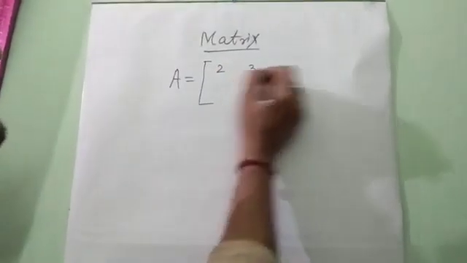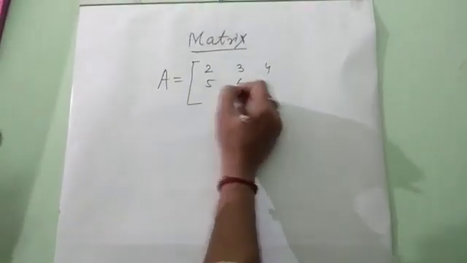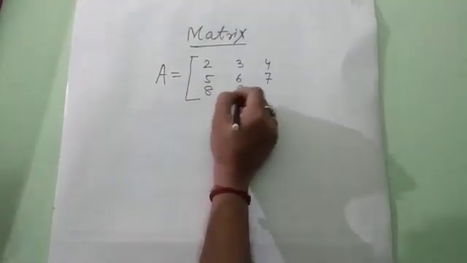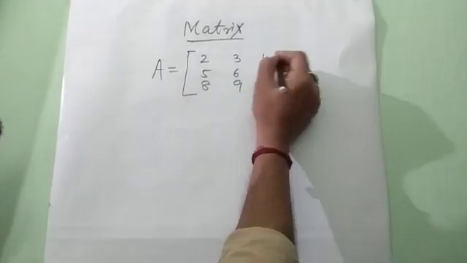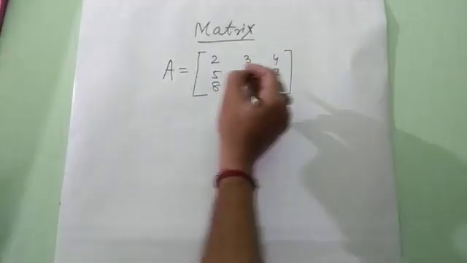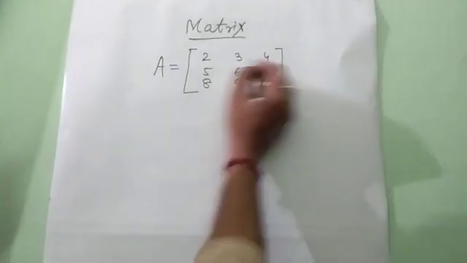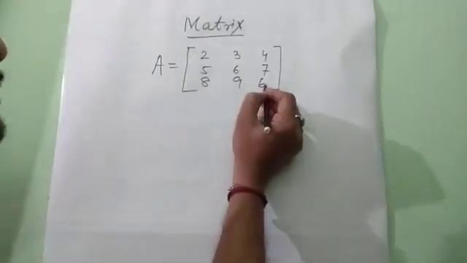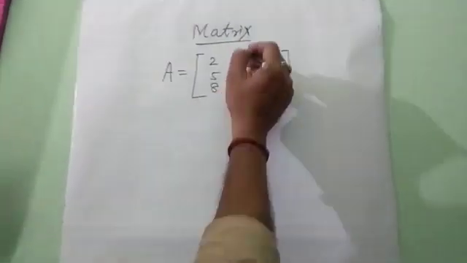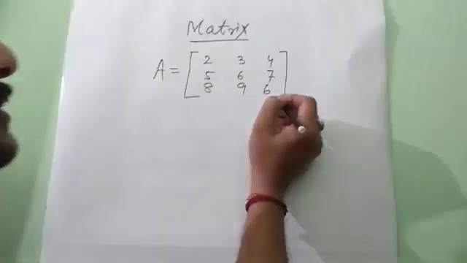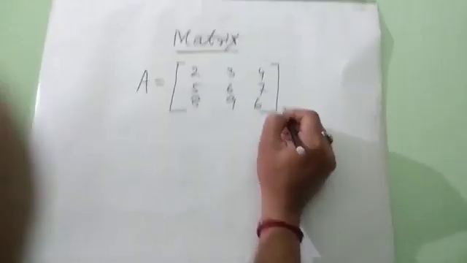Now, let us start with an example. Suppose A is a matrix and it is like this: 2, 3, 4, 5, 6, 7, 8, 9, 6. Here you see, this is row 1, this is row 2, this is row 3. This is column 1, column 2, column 3. So the order here is 3 into 3.